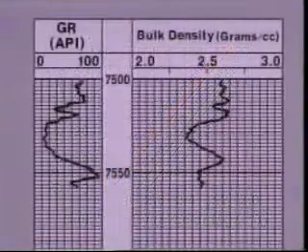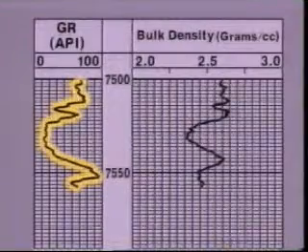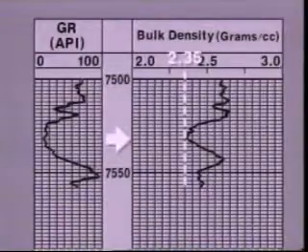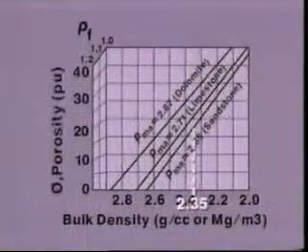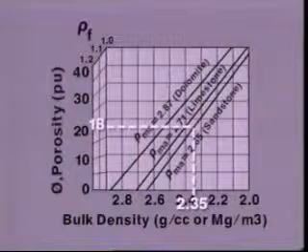Let's examine a density log and determine porosity from the chart, assuming a clean sandstone as defined by the gamma ray log, and freshwater mud filtrate with a density of 1. At the depth of 7,534 feet, we read a bulk density of 2.35. Going up to the clean sandstone line and then across to the porosity scale for a pore fluid density of 1, we read 18% porosity, or we may refer to this as 18 porosity units.